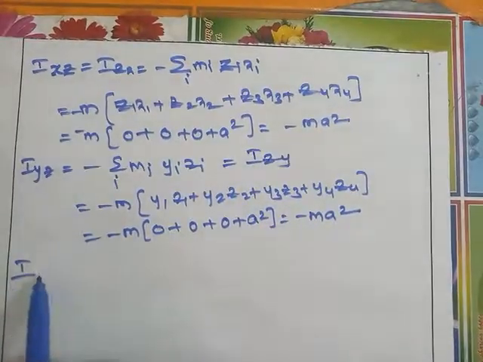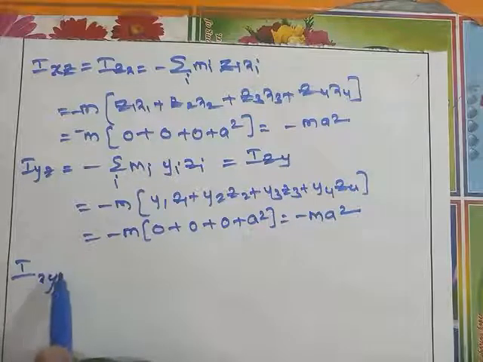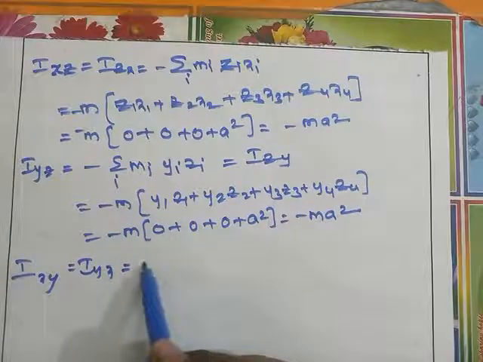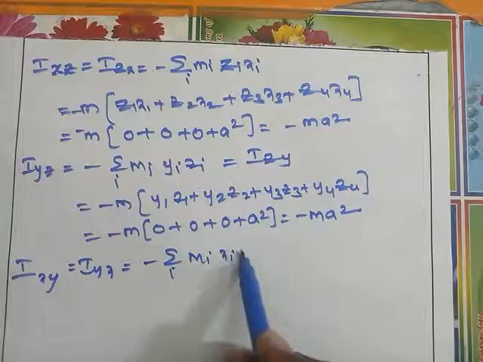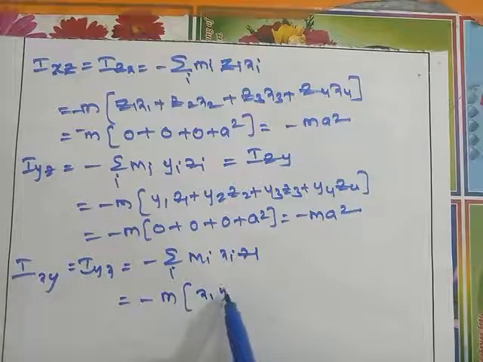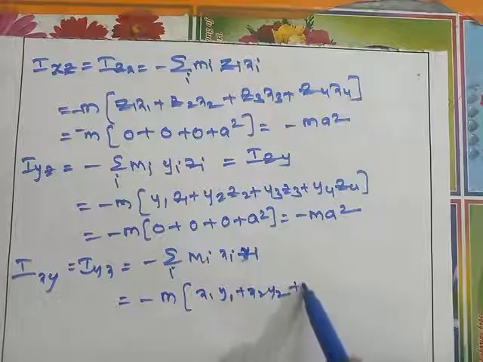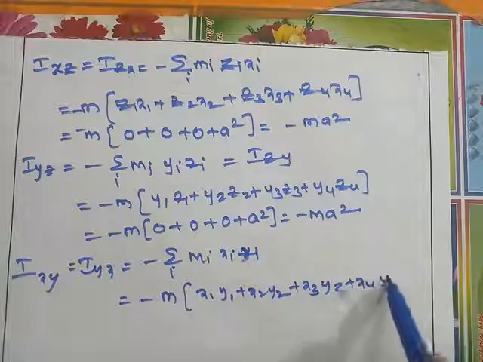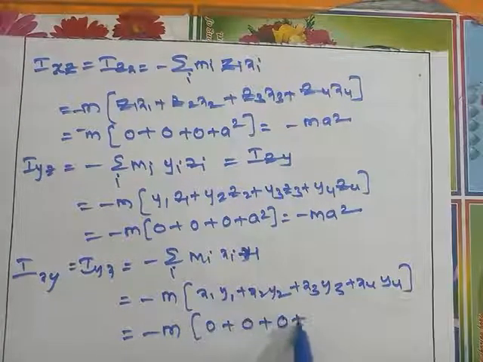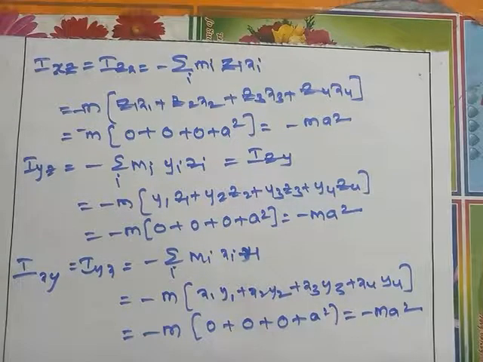Okay, the next term is Ixy equal to Iyx. So here we'll get minus summation i mi xi yi. So what we get here, minus m, writing outside, expand x1 y1 plus x2 y2 plus x3 y3 plus x4 y4. Substitute all the values, will get minus m into 0 plus 0 plus 0 plus a square, will get minus ma square. So we got all 9 components here.